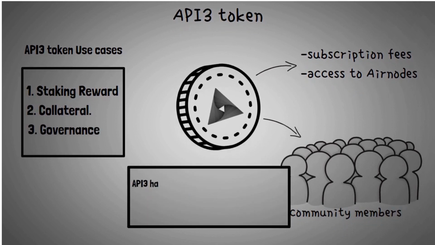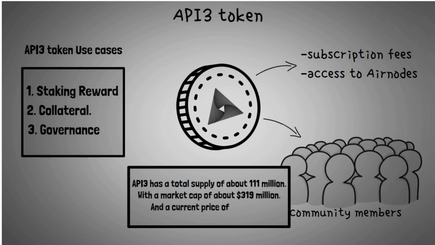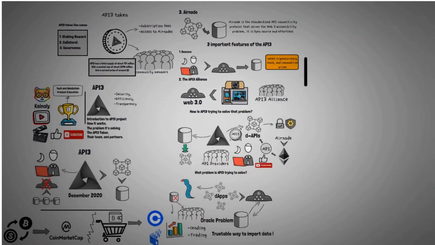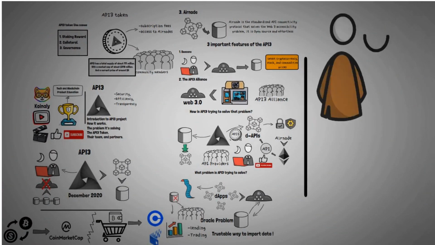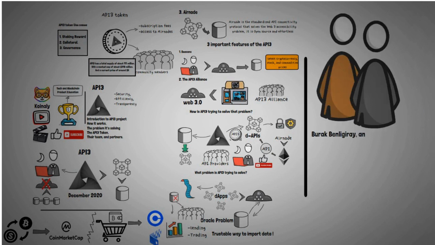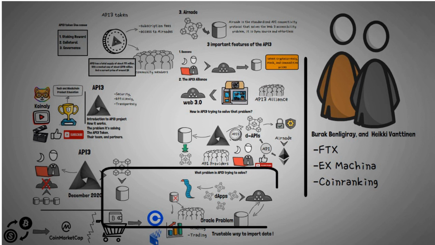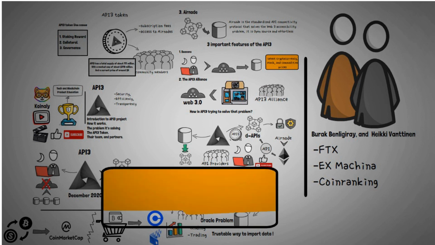API3 has a total supply of about 111 million, with a market cap of about $319 million and a current price of around $6. API3 was founded by Burak Benligiray and Heikki Vänttinen, and the project is currently providing services for some major players such as FTX, X Machina, and CoinRanking. Many people think that API3 is trying to be Chainlink's killer. However, Chainlink isn't doing anything to transition to first-party oracles. Therefore, API3 still has a lot of room to grow as their approaches are different.